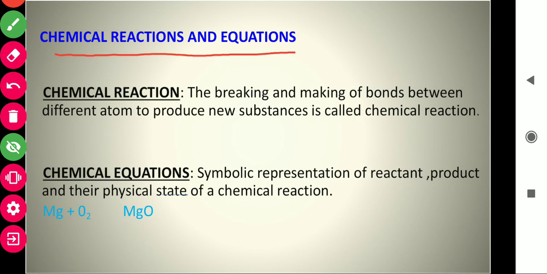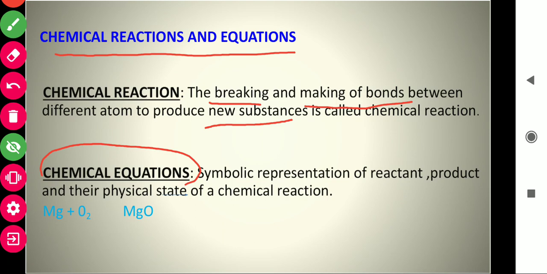What is a chemical reaction? In it, different bonds break and new bonds are formed. The making of new bonds to produce a new substance is called a chemical reaction, and a chemical reaction is represented by a chemical equation. For example, if we want to write a chemical reaction in the form of a chemical equation, how will we write it?